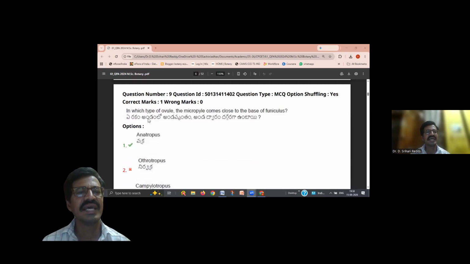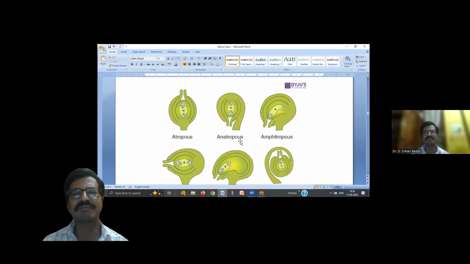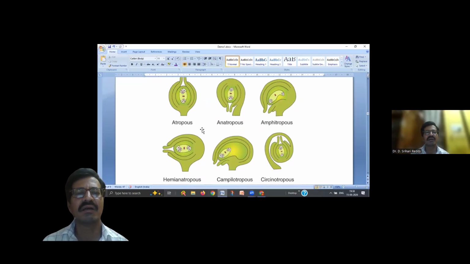Next one is, in which type of ovule does the micropyle come close to the base of the funiculus? Now we see the different types of ovules. You see, this is the atropous ovule. This is the funiculus and this is the micropyle. Both are opposite to each other. Funiculus, chalaza, and micropyle are opposite to each other. So it is not the right answer.